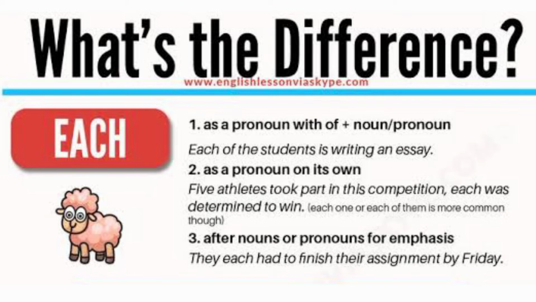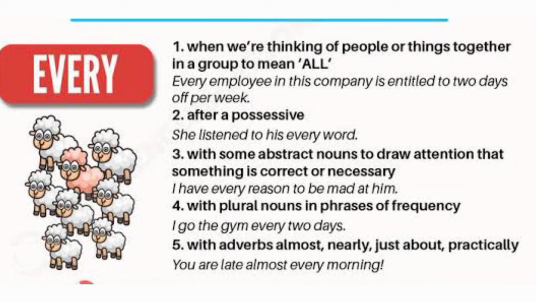Next, every is used with abstract nouns, but each cannot be used with abstract nouns. Like, he has every reason to be happy. This is correct, but he has each reason to be happy. This is incorrect, guys, because we can't put each here. So come to the rule number 2.